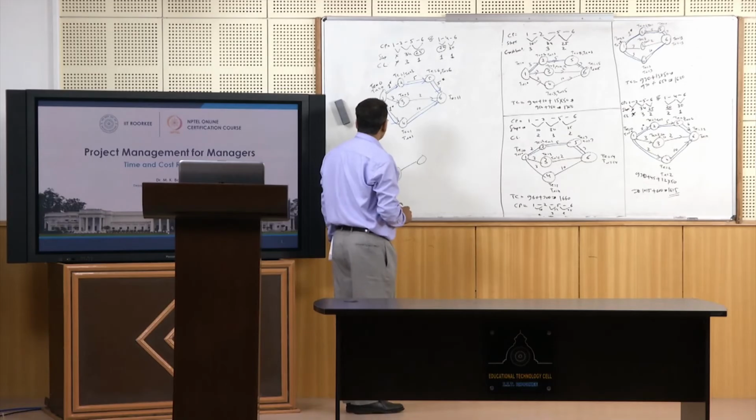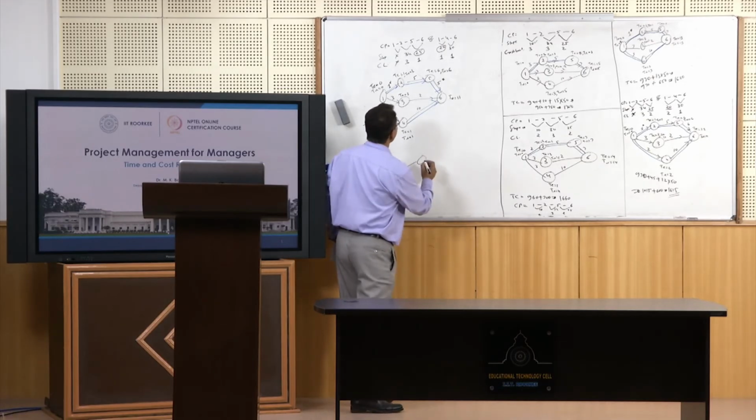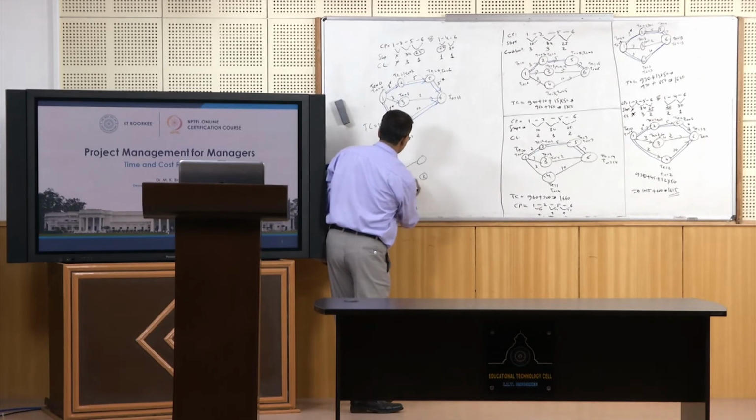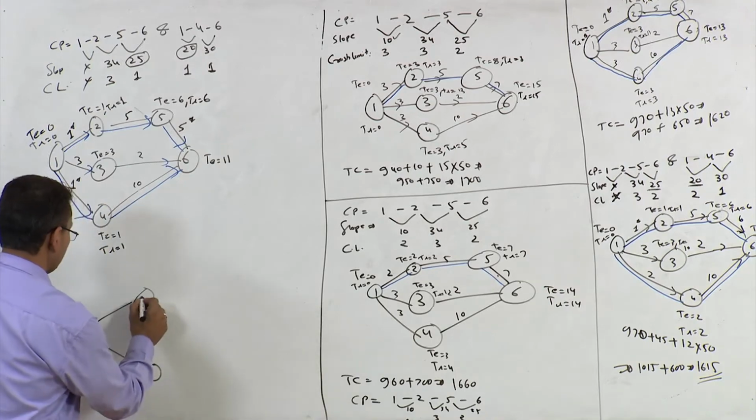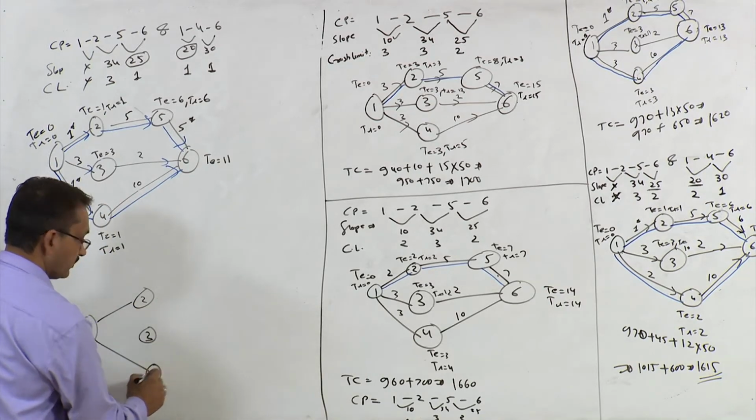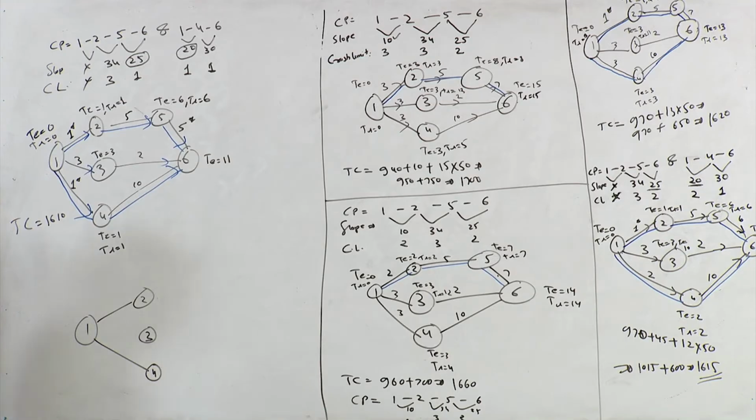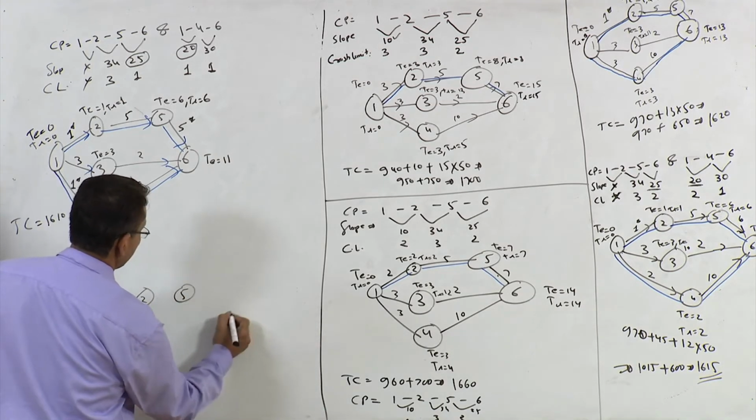Now just final network. 2, 3, 4. This is 5, this is 6.